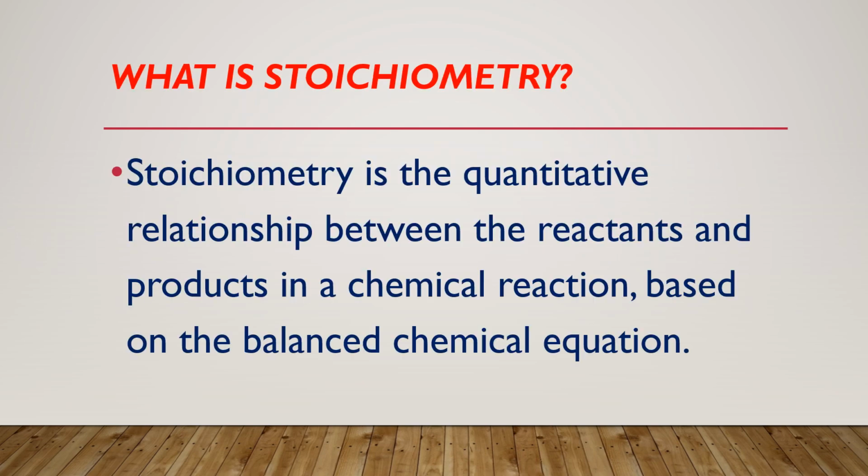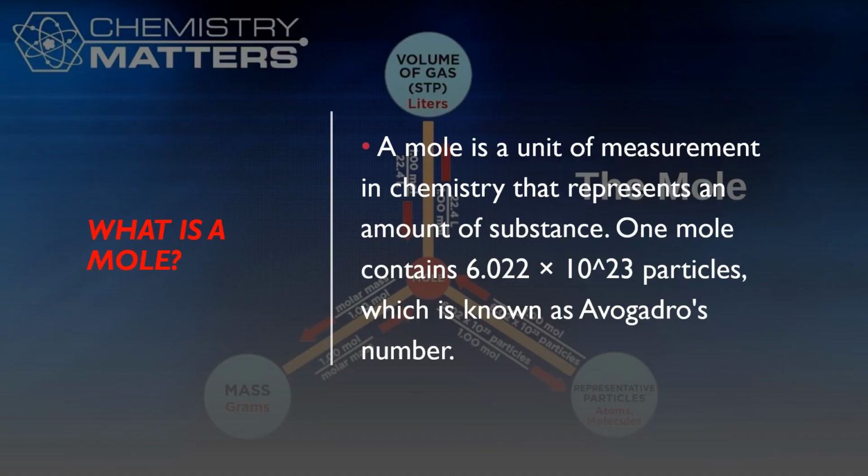So what is stoichiometry? Stoichiometry is the quantitative relationship between the reactants and products in a chemical reaction based on the balanced chemical equation. What is a mole? A mole is a unit of measurement in chemistry that represents an amount of substance. 1 mole contains 6.02 × 10^23 particles, which is known as Avogadro's number.